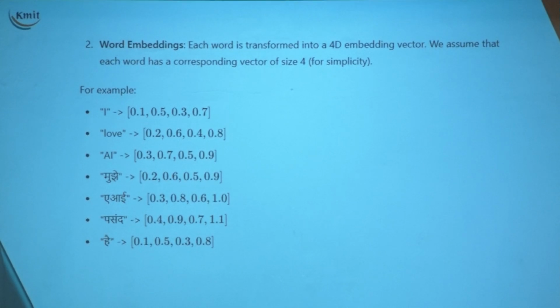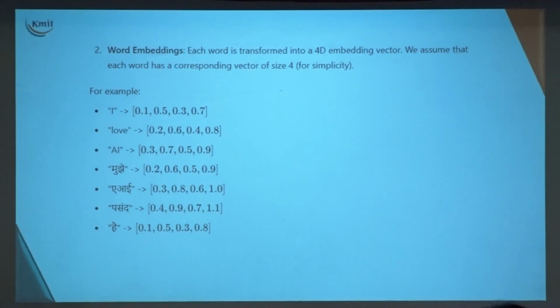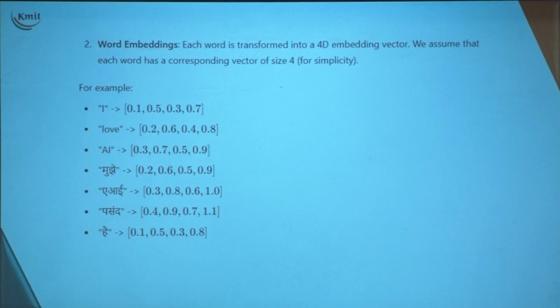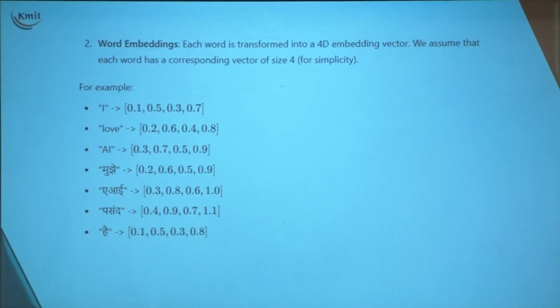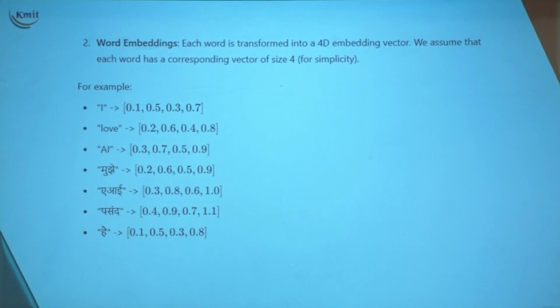Next, I generate the word embeddings. So what is the d-dimension vector that I have taken here? 4. Why am I calling it 4? Because each word in I love AI, each word is represented in 4 dimensions, a 4-dimensional vector. D dimension or D model is equal to 4 here.